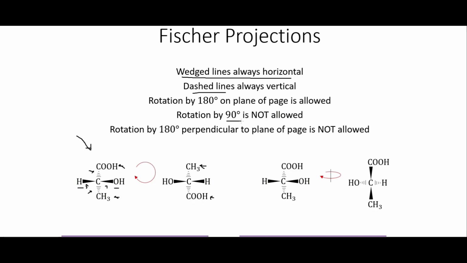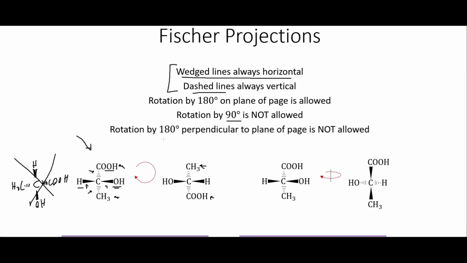But rotation by 90 degrees is not allowed, and that's because we would end up with this one right here. We'd end up with these dashed lines on the horizontal and the wedged lines on the vertical. So if we rotated this by 90 degrees, we would end up with COOH, and this would be our dashed line. We'd end up with our wedge line with the H up there. We'd end up with this CH3, so H3C, and then this wedged one here, which would be our OH. And so that would break these rules right here. And so this one is not allowed. So rotating by 90 degrees is not allowed.